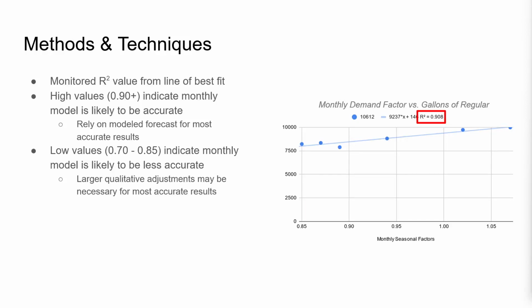One technique used throughout the simulation was to monitor the R-squared value of the line of best fit. This R-squared value represents how well the linear equation fits the scatterplot data. High values at 0.9 and above indicate the model is very accurate for the given data, and in those cases we knew we could rely on the modeled forecast to provide accurate results. In contrast, lower values in the 0.7 to 0.85 range indicate that the equation is likely to be a less accurate description of the data, and we may need to rely more on qualitative adjustments to the forecast in order to achieve better accuracy.